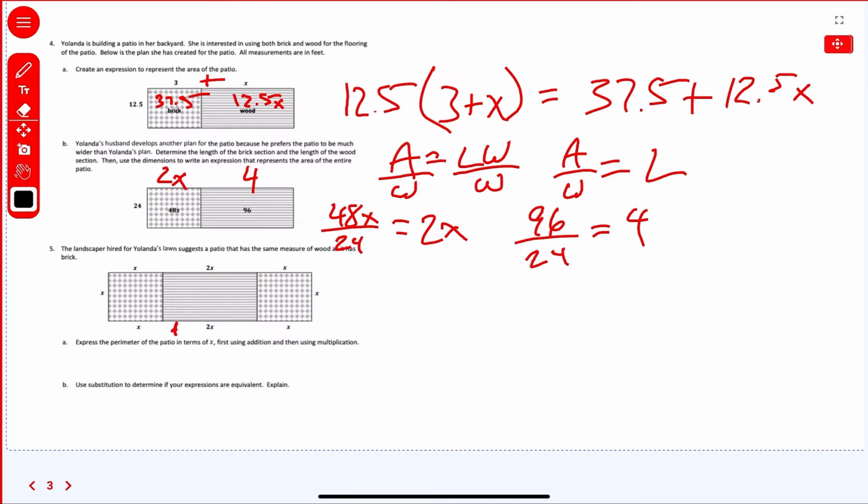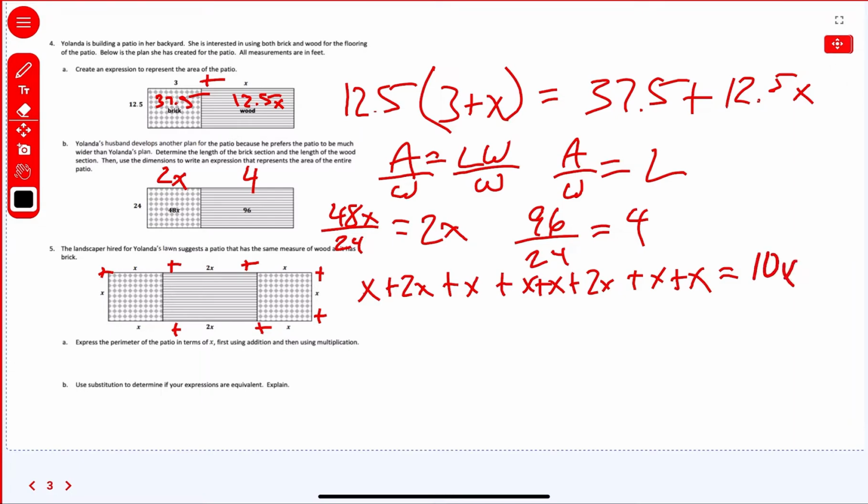So we would have x plus 2x plus x plus x plus x plus 2x plus x plus x. So that's 1, 2, 3, 4, 5, 6, 7, 8, 9, 10. Everybody got 10x? Okay, good. Me too.